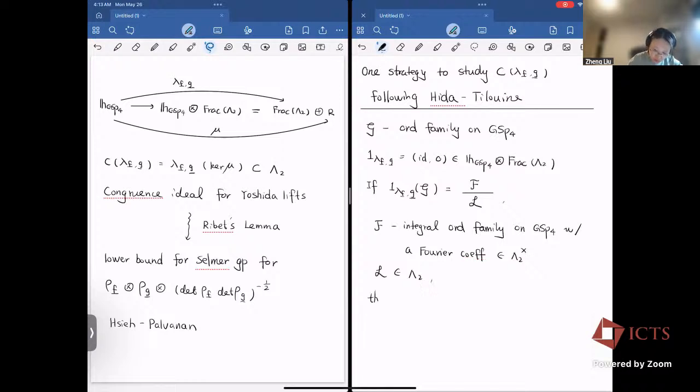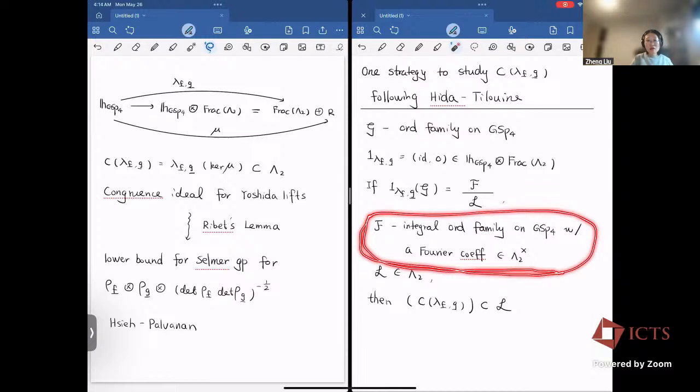Then we can conclude that the congruence ideal is contained in this denominator, because if we apply any element in the congruence ideal to this, we should get something integral. So it should cancel the denominator. And here I'm actually requiring a stronger condition, that the form in the numerator has a Fourier coefficient in lambda 2 cross.